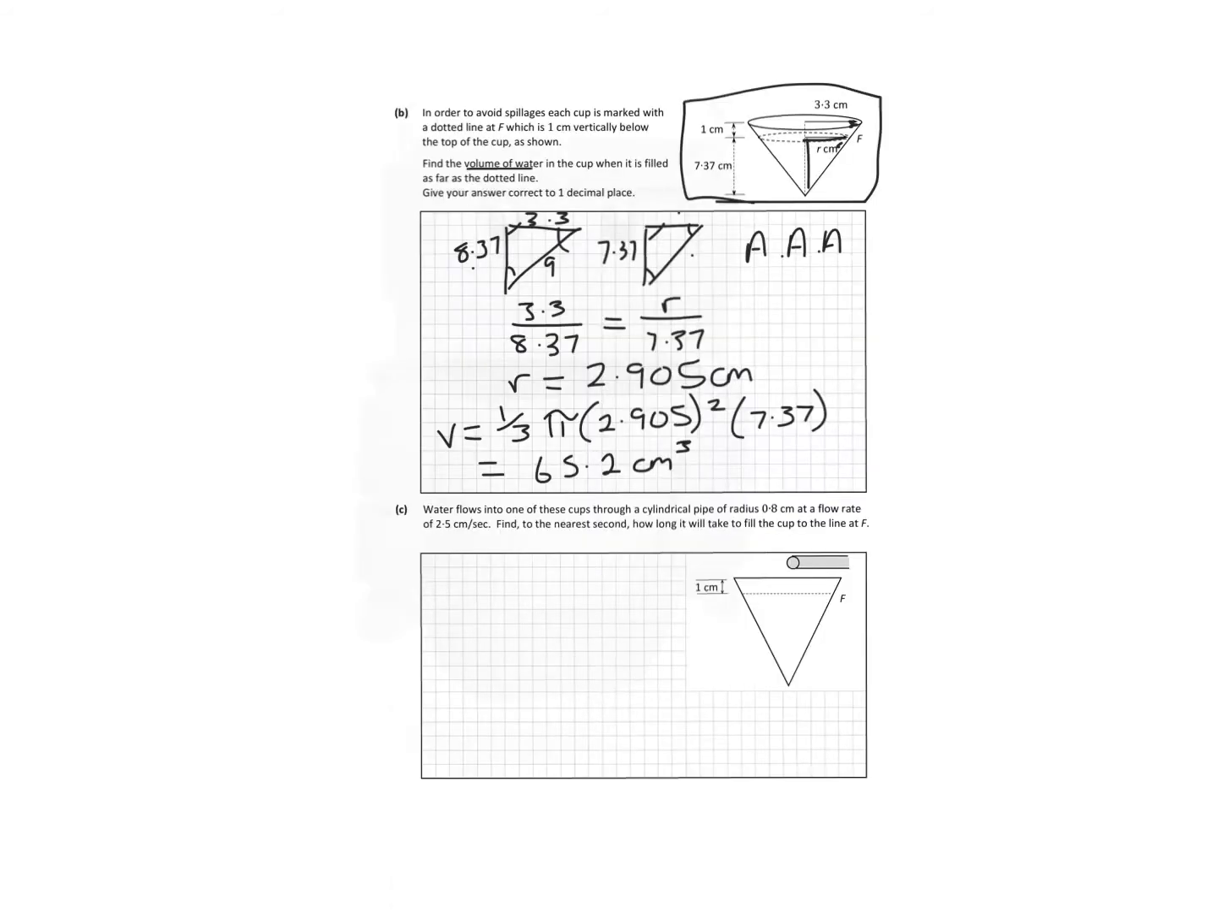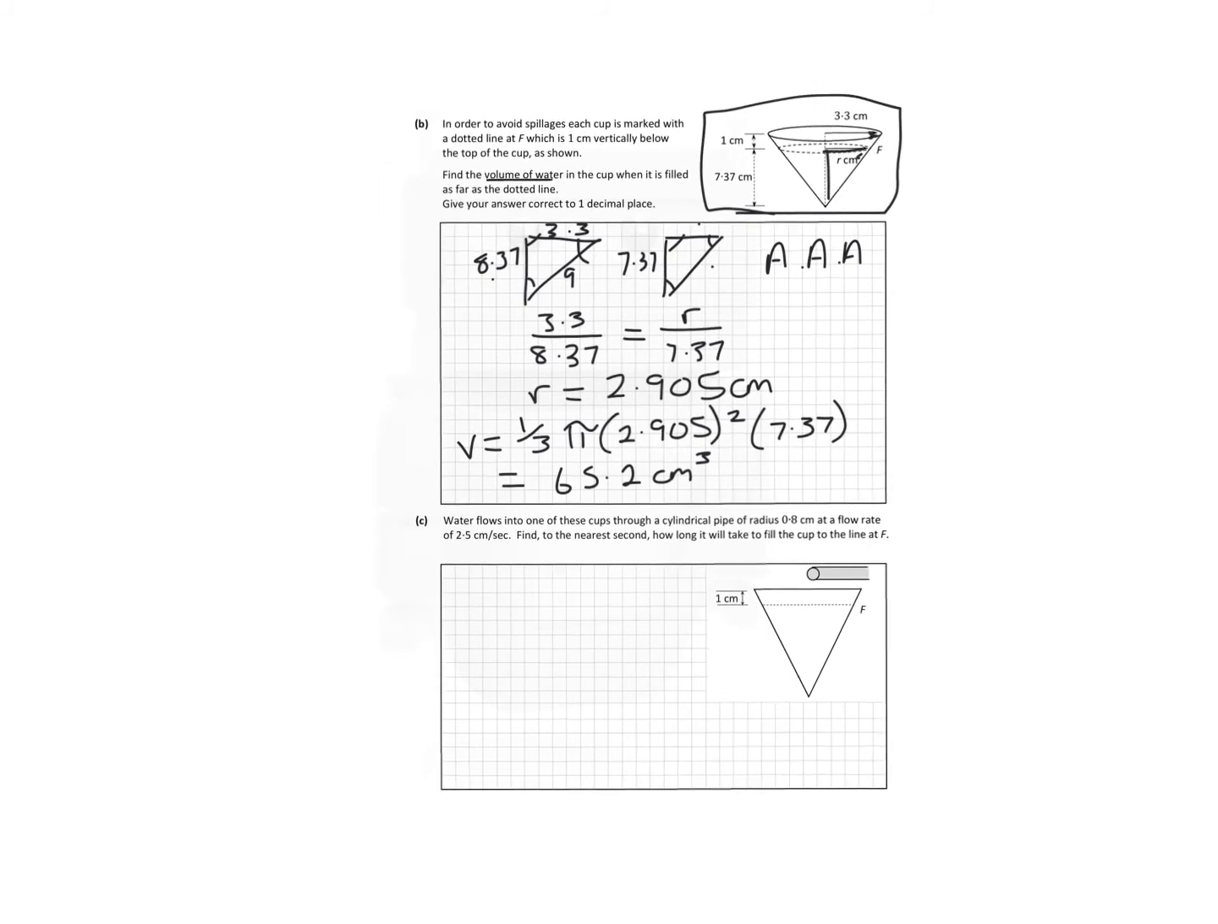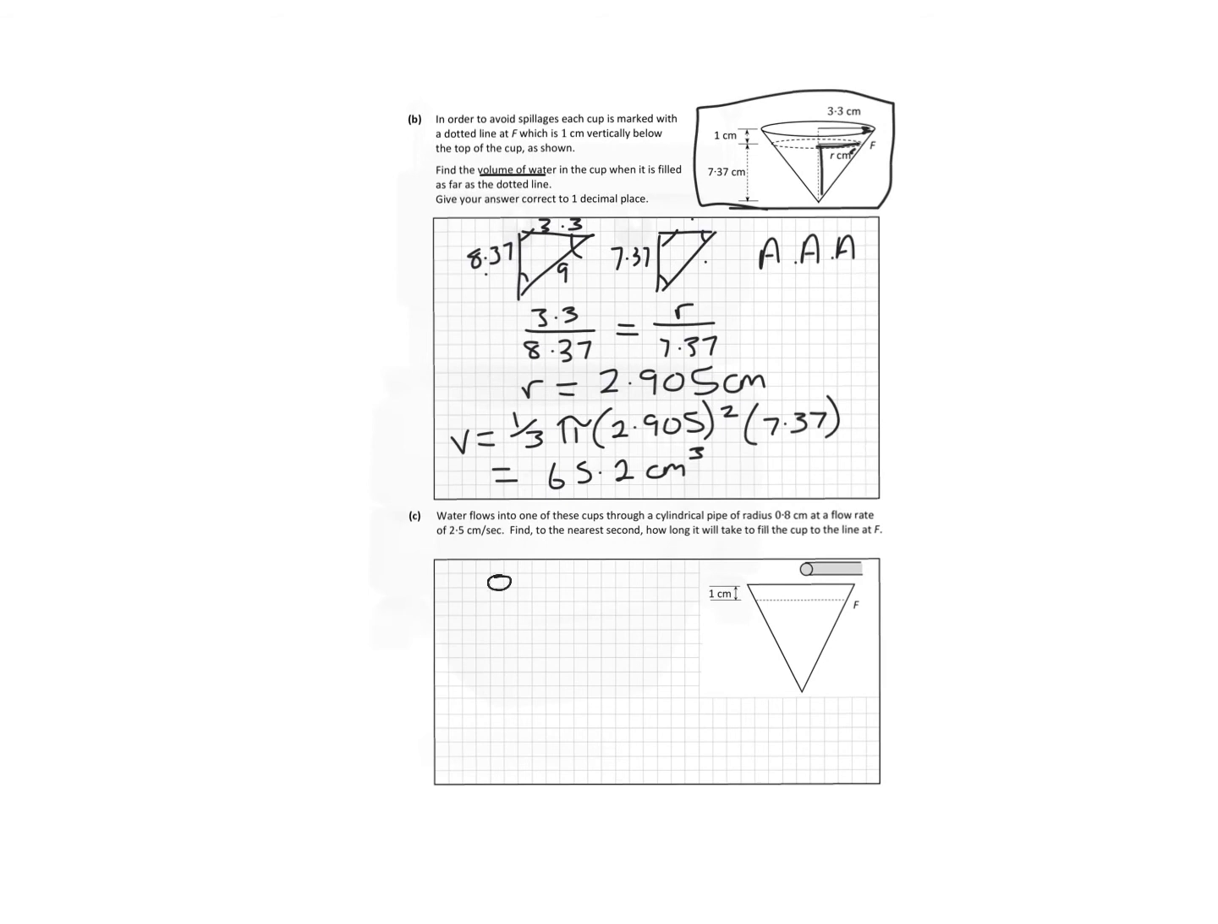So again, here's a question very, very like our questions for homework yesterday, or for the Christmas period. Water flows into one of these cups through a cylindrical pipe of radius 0.8 centimeters at a flow rate of 2.5 centimeters per second. Find to the nearest second how long it will take to fill the cup to the line at F. So the first thing we're going to have to figure out is our cylinder. If you want to draw a little diagram, the radius of this cylinder is 0.8 centimeters, and the height must be 2.5.